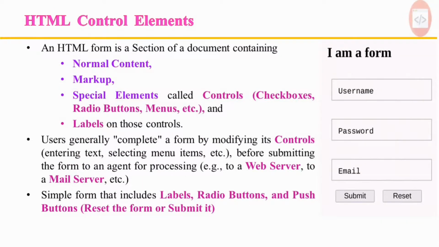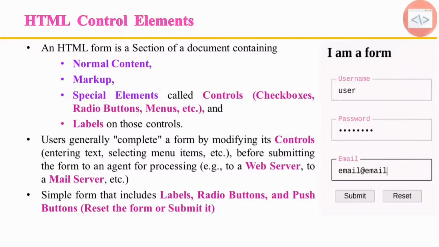Control elements. An HTML form is a section of a document containing normal content, markup, special elements called controls, and labels on those controls. The controls can be checkboxes, radio buttons, menus, etc. Users generally complete a form by modifying its controls, like entering text or selecting a menu item, before submitting the form to the web server for processing. Users interact with forms through named controls.